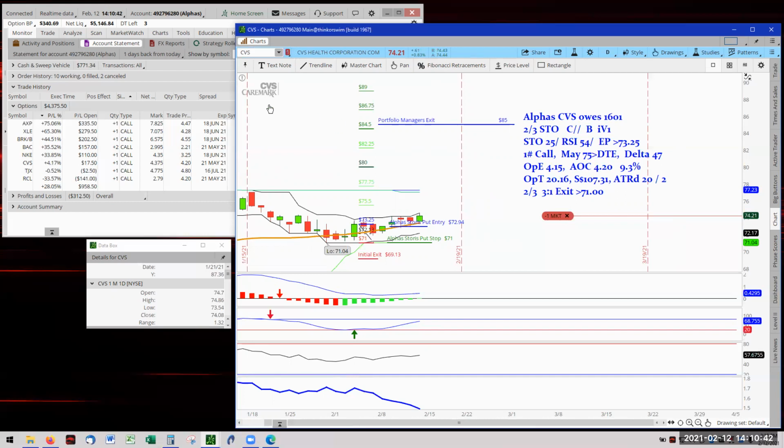Here at CVS, the anticipation is to use CVS and Rite Aid as distribution centers to get more vaccine out to the public. That's the objective. And then CVS and Rite Aid will both pick up their opportunity in making some money on the vaccine distribution. My anticipation is that if price gets up here to the $85 level, look for profit takers, the portfolio managers.